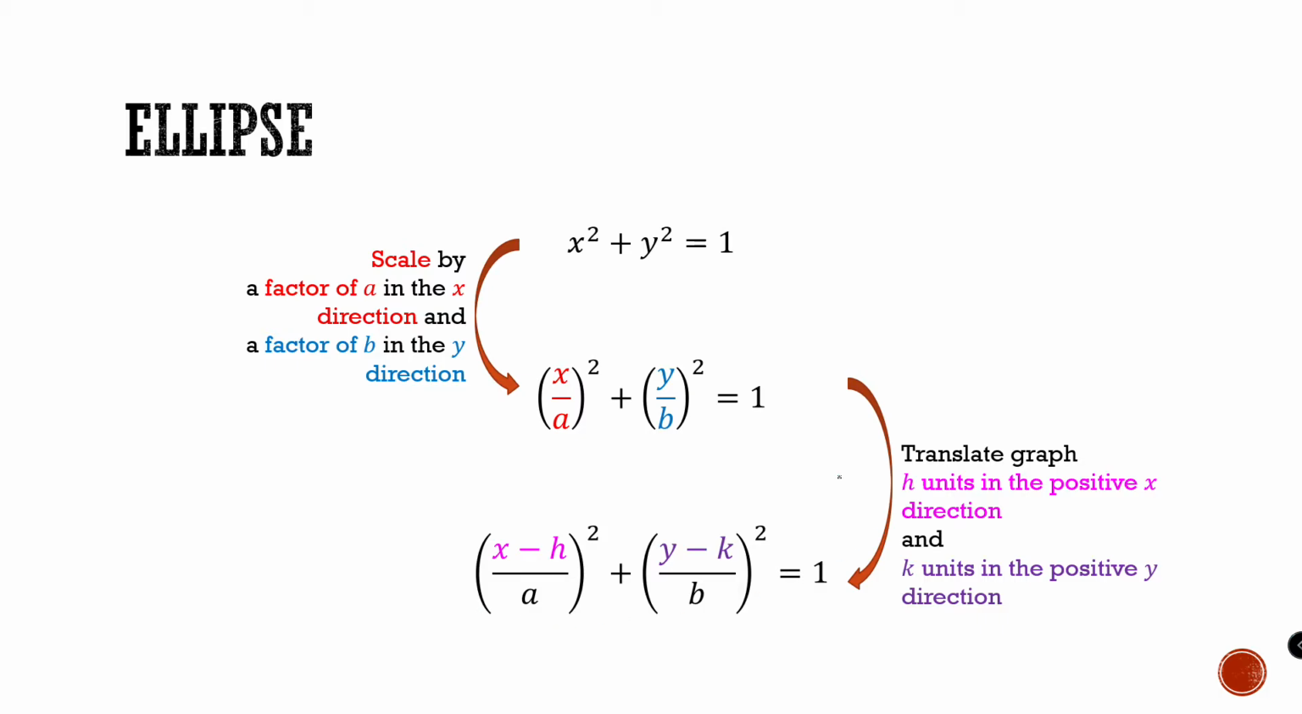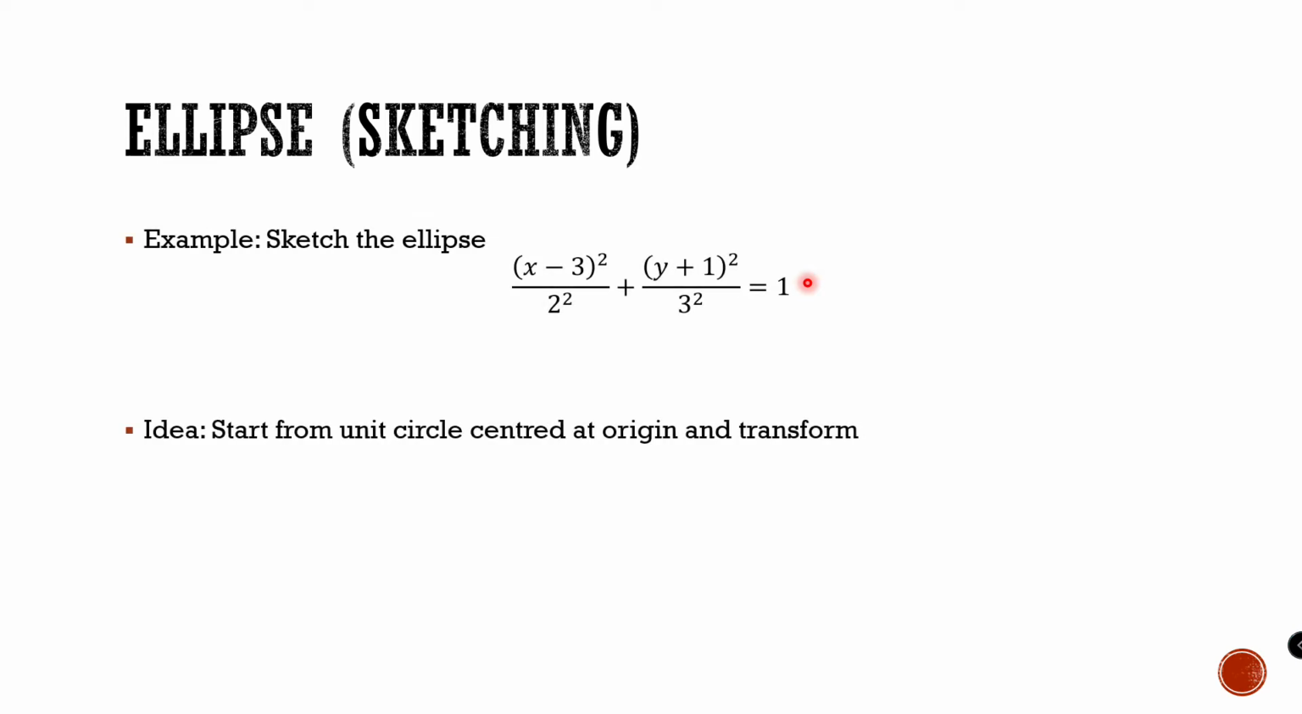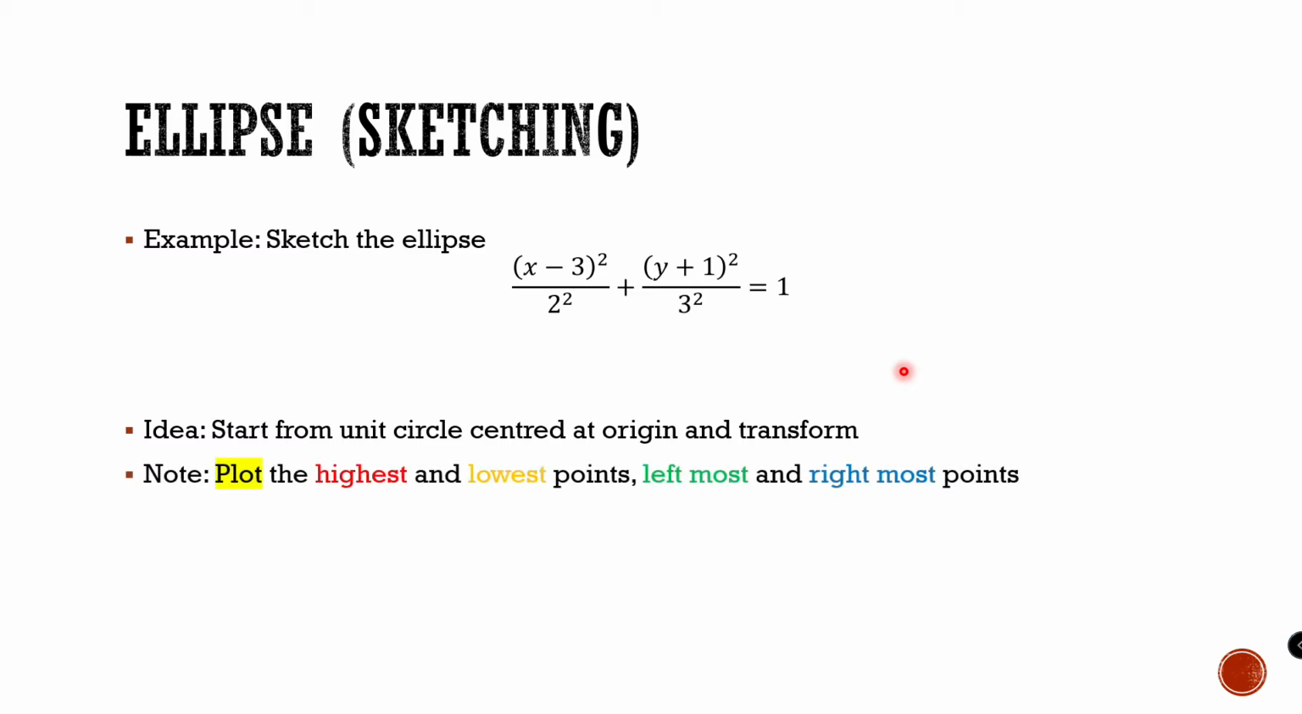You can see this is the equation of the ellipse. It's just some kind of transformation from the circle. In terms of sketching, of course you can still use the idea of using a unit circle, transform and get this graph, but of course we don't want to waste time. So the shortcut is that you focus on the highest, lowest, leftmost and rightmost points, and just focus on how they are being transformed.